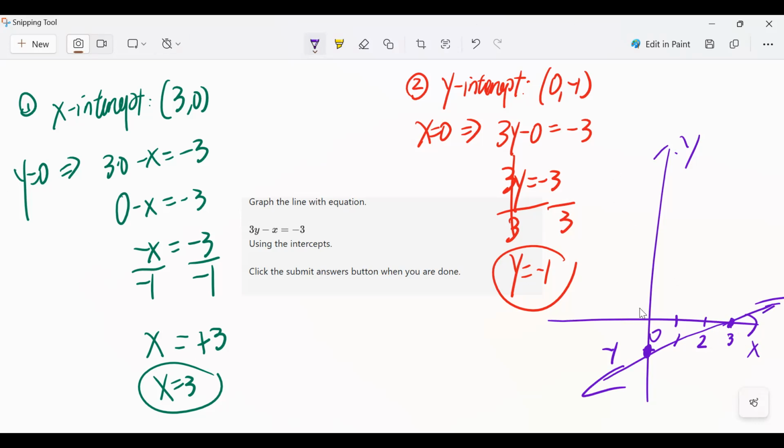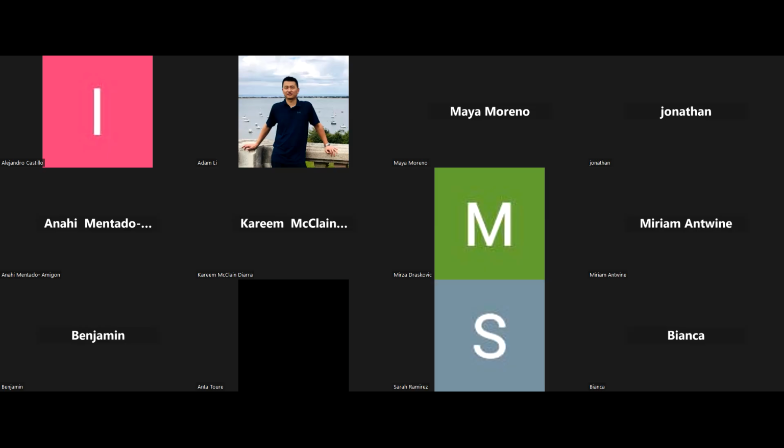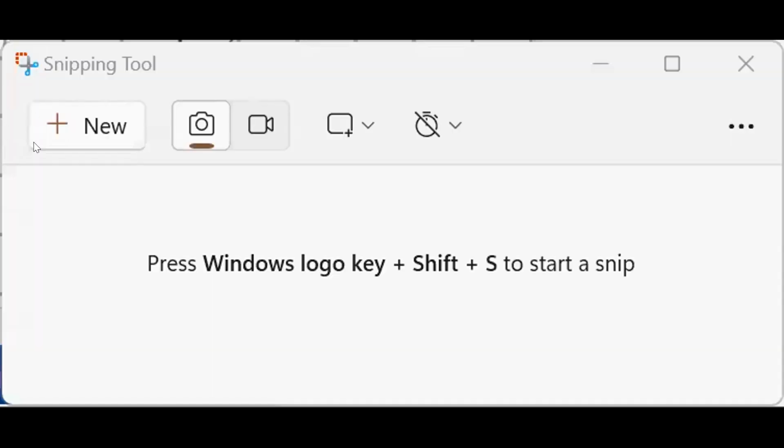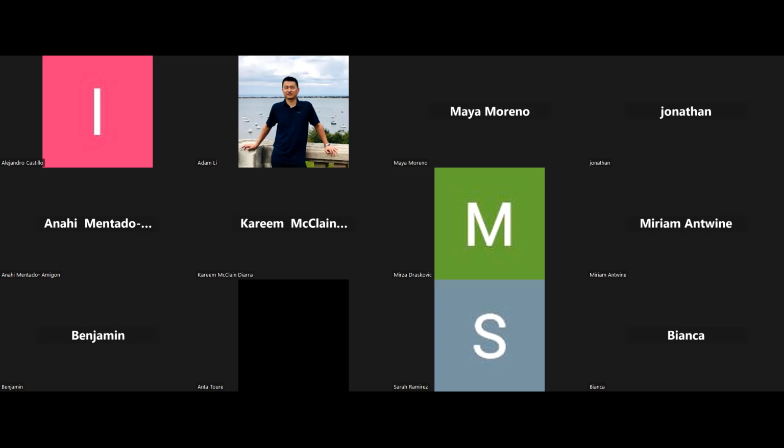And we can confirm this one more time. Then we get another screen. Share screen here.